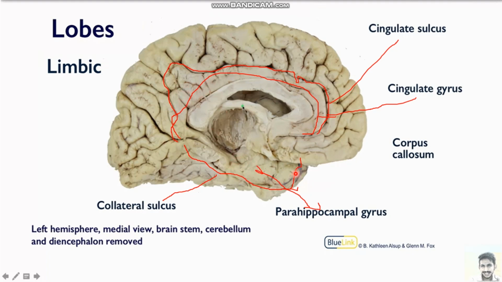You can look here, it is making a complete circle or a kind of half circle, and in Latin we call a half circle limbus, so we call this lobe a limbic lobe. So I think it's very clear about the limbic lobe. Let's move on. Now let's talk about some functions.